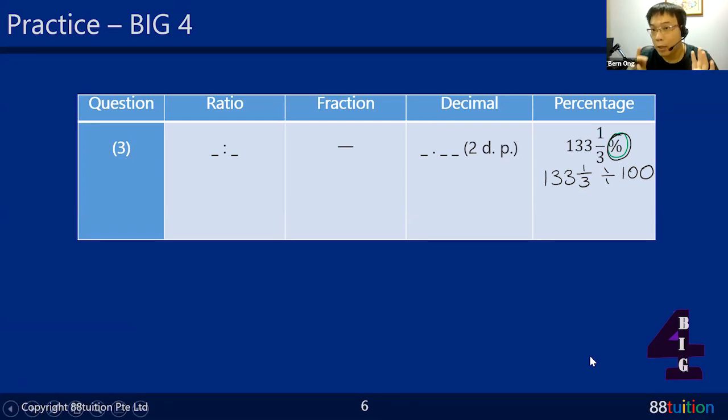So how? You remember improper fraction? We need to take the 3 times the 133 plus the 1. From a mixed number, we change to an improper. 133 times 3 is 399. 399 plus 1, 400. So this one can be written as 400 over 3. Correct or not?